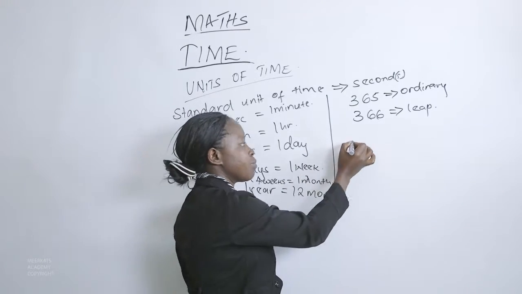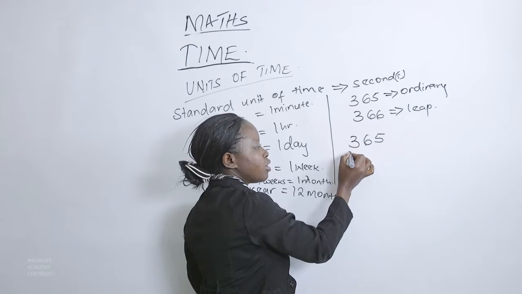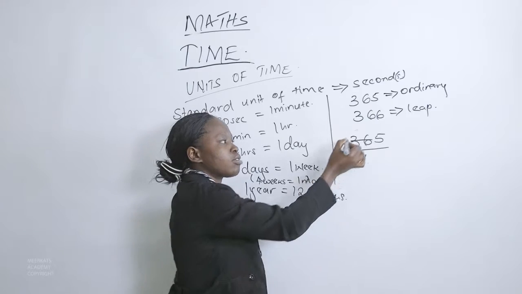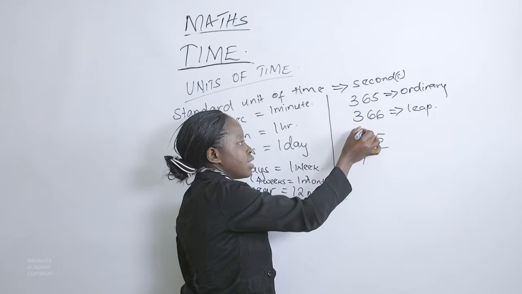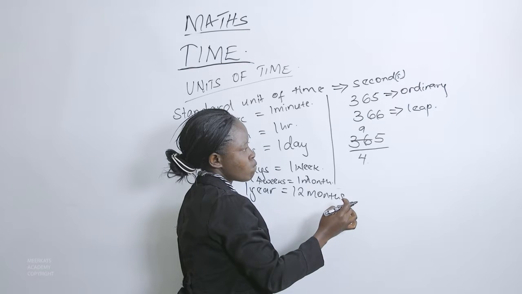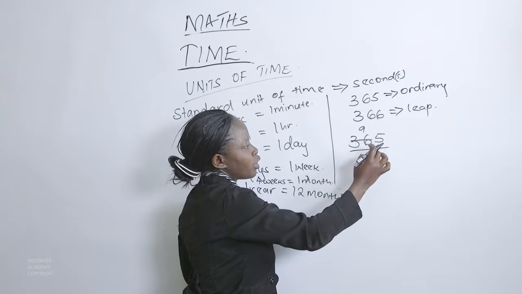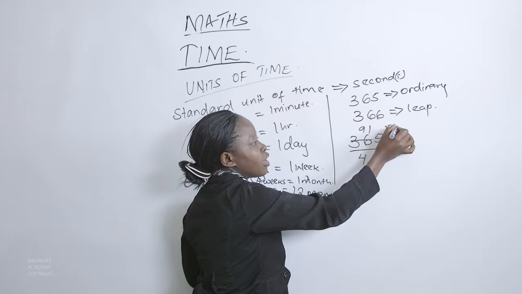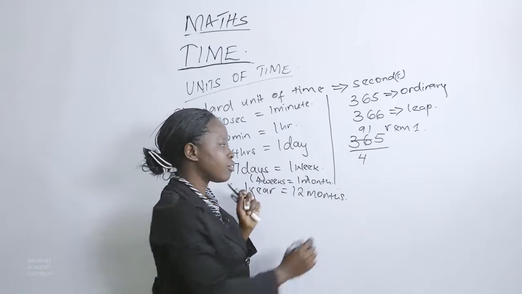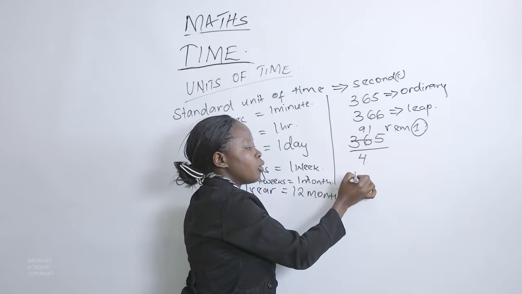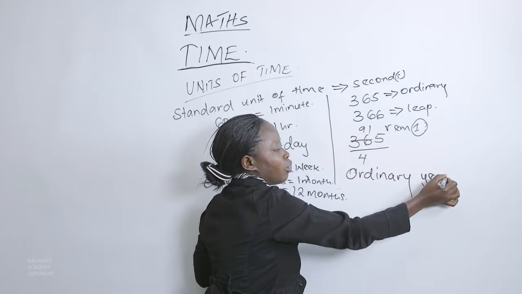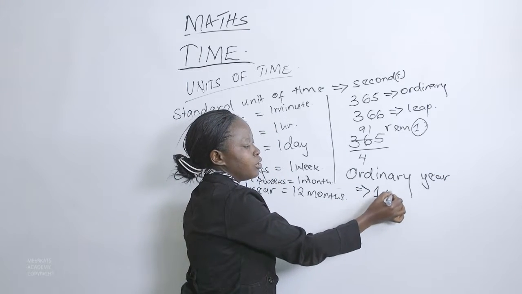So if I'm having 365 days in a year, this means that if I have 365 days divided by 4, then 4 into 36, we have 9, then 4 into 5, that is 1, and we have a remainder of 1. So what does it mean? That we have 1 day that is remaining. That day that is remaining is known as an odd day. So in an ordinary year, we have 1 odd day.